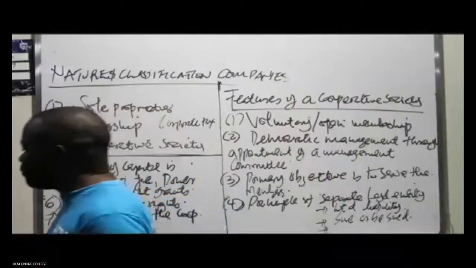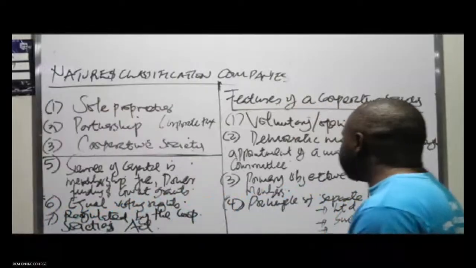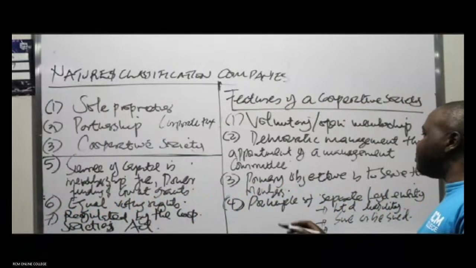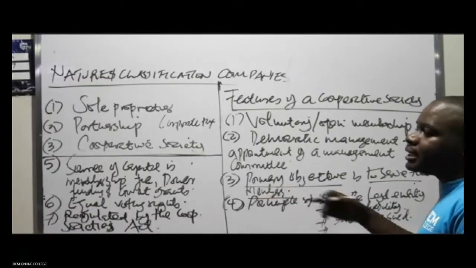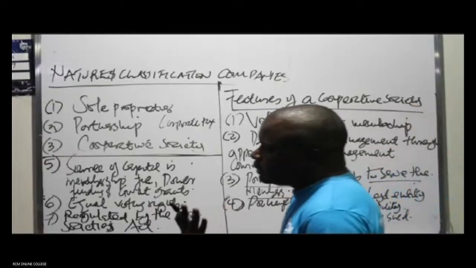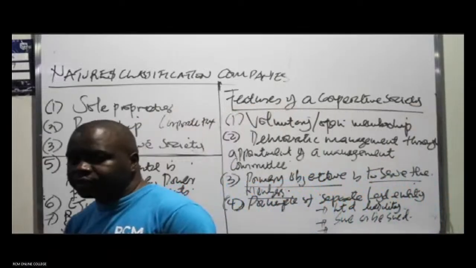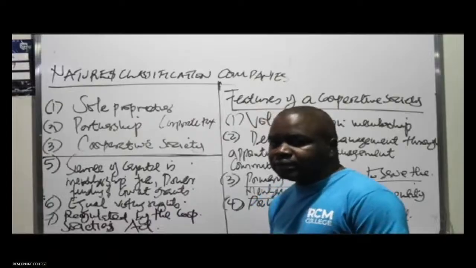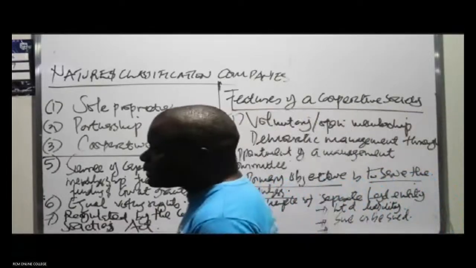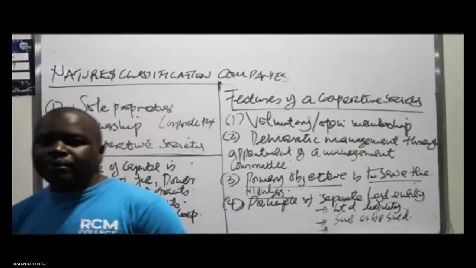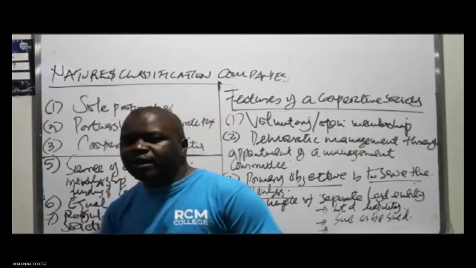Majorly, their primary objective, listen, is to serve the members. They want to improve the members themselves. First of all, that is their major objective. Like when you talk about tea farmers or maybe dairy farmers, they want the members to be able to benefit through this economic activity of undertaking dairy farming.